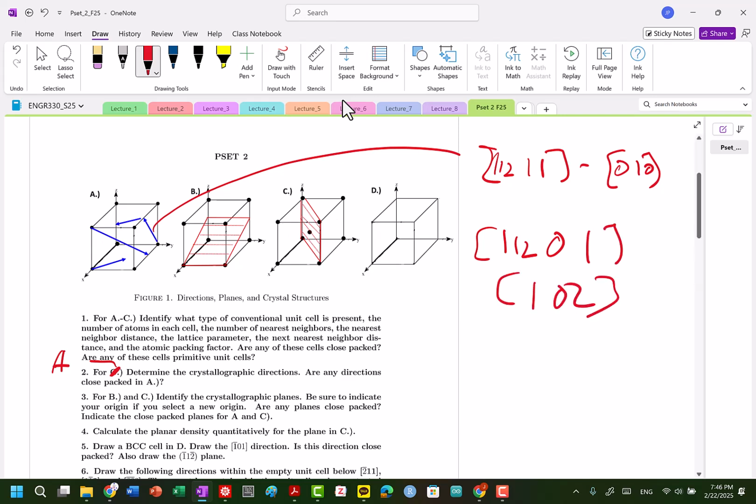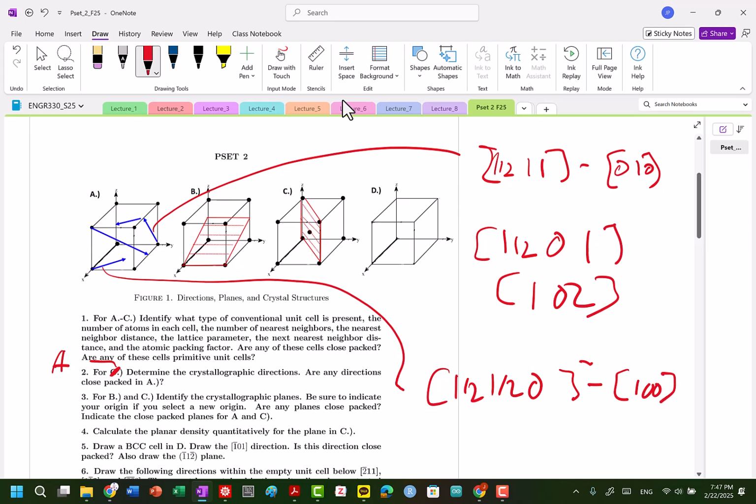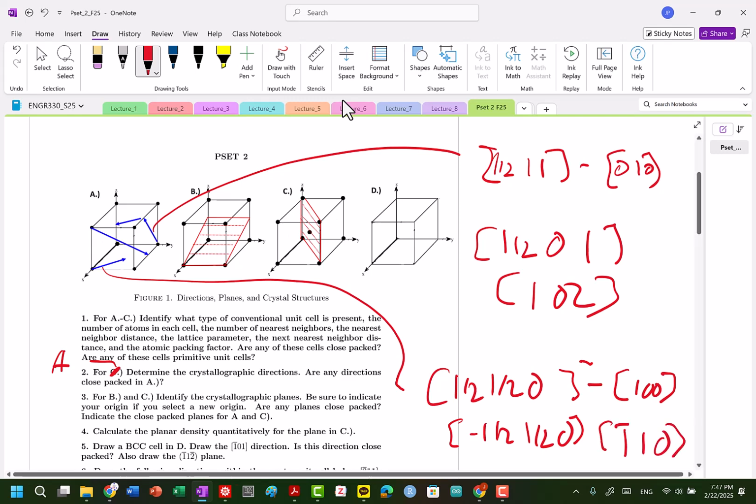All right. What about here? Let's go ahead. Our finish is going to be 1/2, 1/2, 0, minus our start, which will be 1, 0, 0. And that leaves us with minus 1/2, 1/2, 0, which will be equivalent to 1/2, 1, 0.